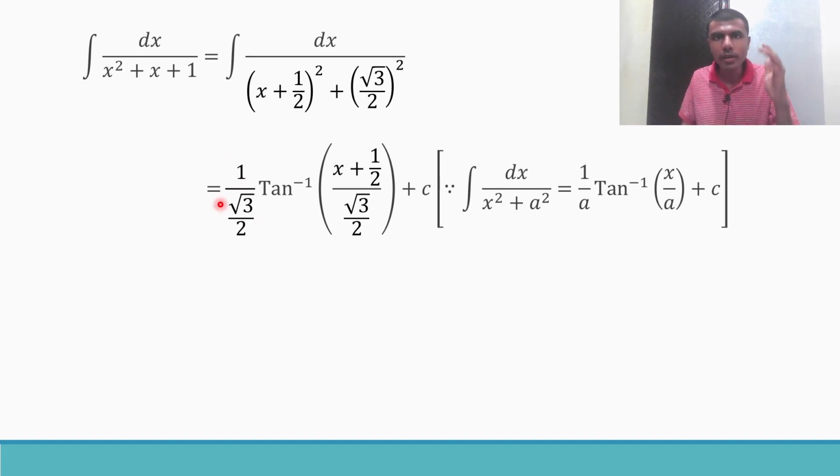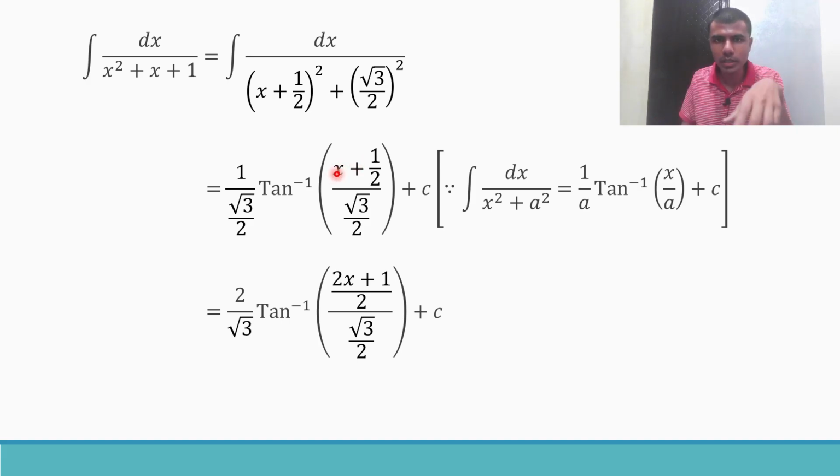Fine. Now 1 by root 3 by 2, it is nothing but 2 by root 3. Like this one will go to the top. So 2 by root 3, and also in this okay, take LCM, like what I'd get is 2x plus 1 by 2, the numerator, 2 into x plus 1 by 2, as I mentioned, 2 by root 3.